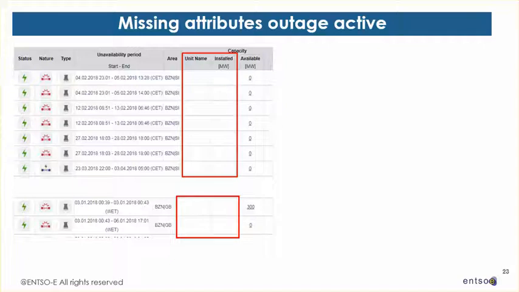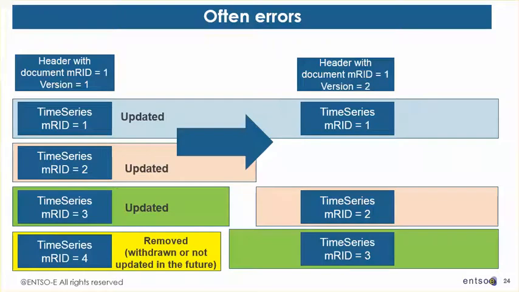Okay. And then about often mistakes, I mentioned the multiple time series, and this is an explanation of what usually happened. So you sent first what I already mentioned. You sent a header, let's say document ID 1 is a 4 time series, and then, for example, you want to update the second time series outage.